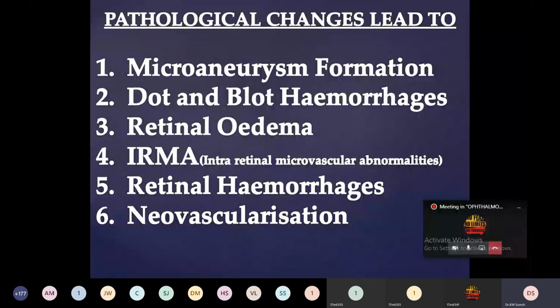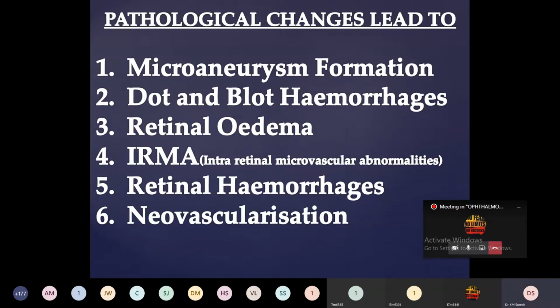So what happens due to these pathological changes which you have observed? Some 10 pathological changes will give rise to all these things. That is microaneurysm formation at the vessel wall. There will be weakening of the wall due to loss of pericytes, and hence there will be slight microscopic dilatation in the form of microaneurysm formation. Next stage, these aneurysms are very fragile, they break open and form dot and blot hemorrhages. Through these places, there will be effusion of fluid and hence there will be a retinal edema.